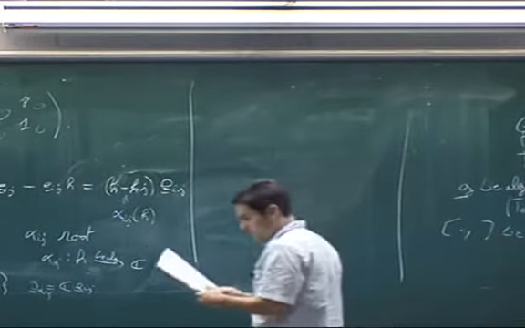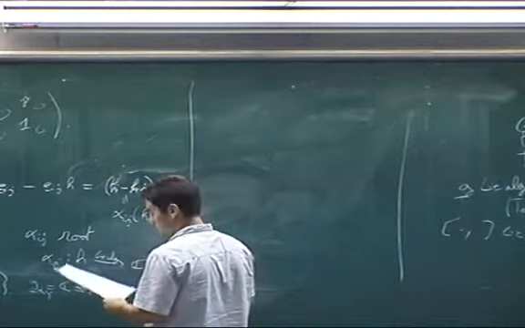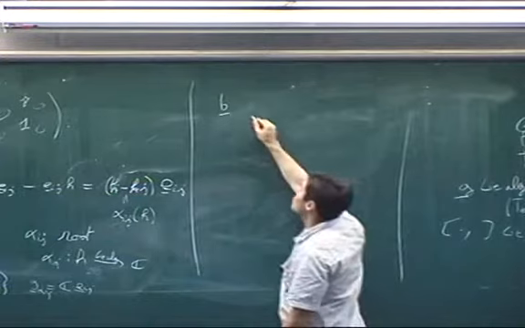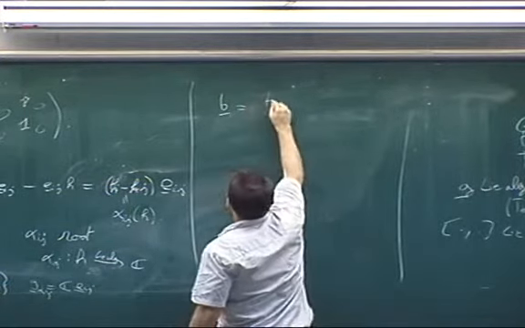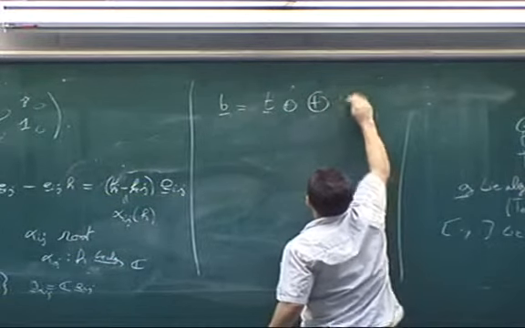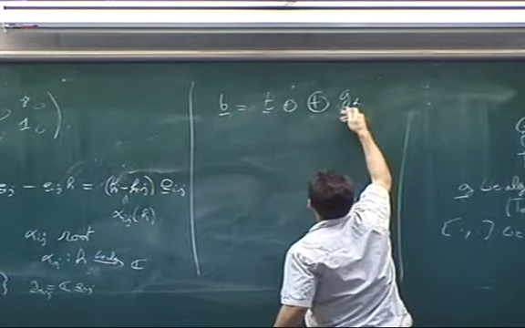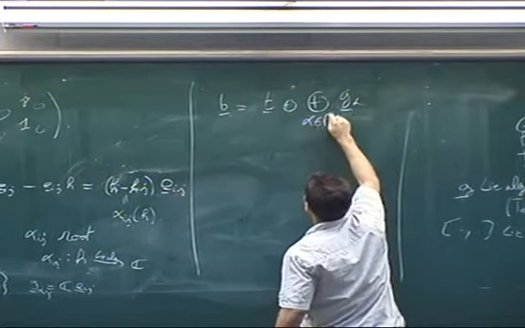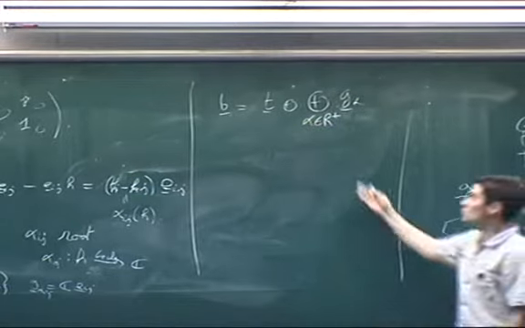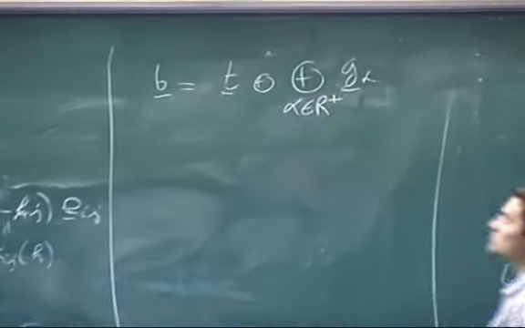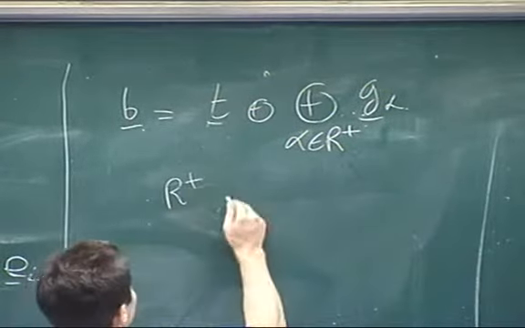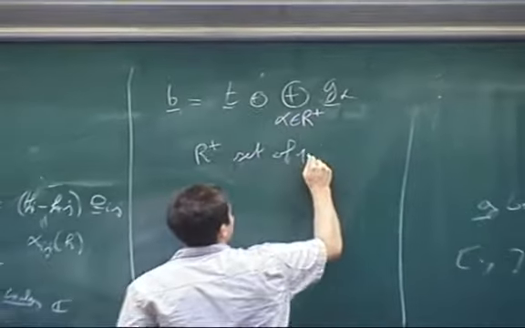So now we can also do the same with b, and if we do the same with b, it will be equal to t plus some subspace of some g_α for some α's, and we define R+ as the roots such that b is equal to this sum, and R+ is the set of positive roots.